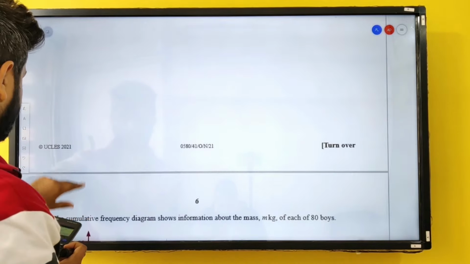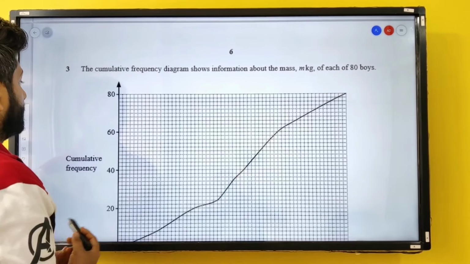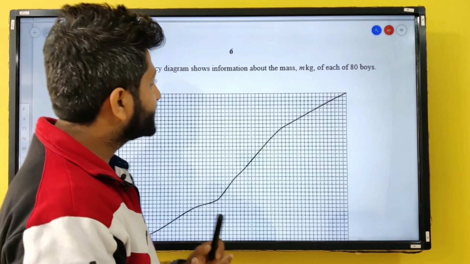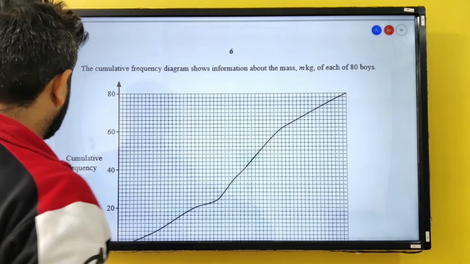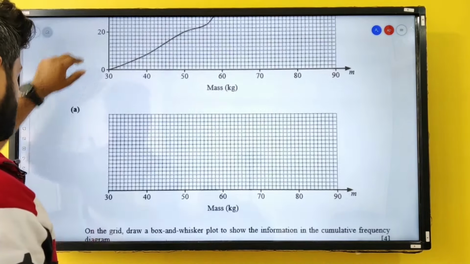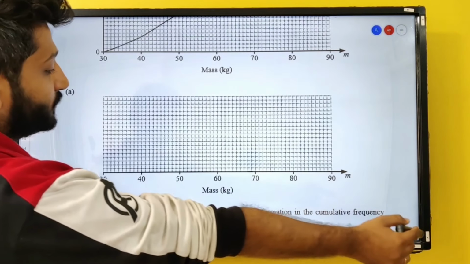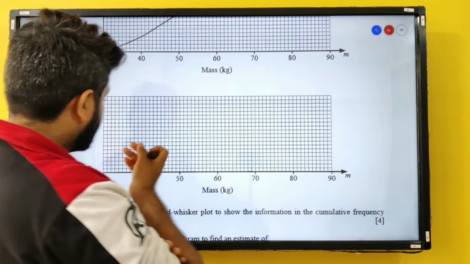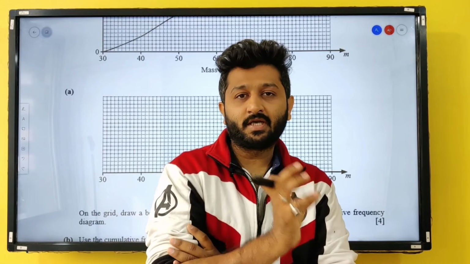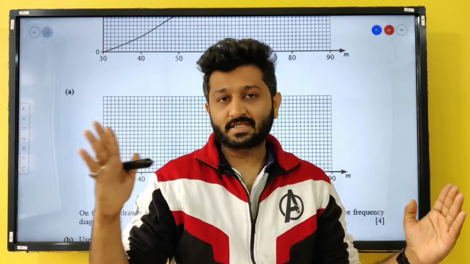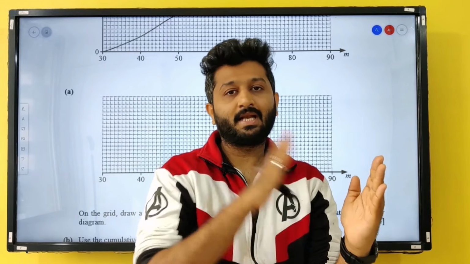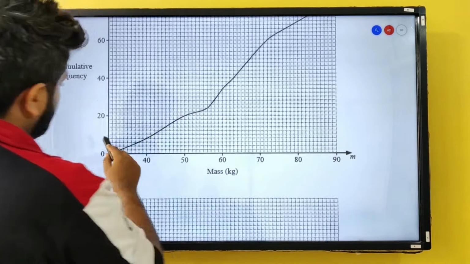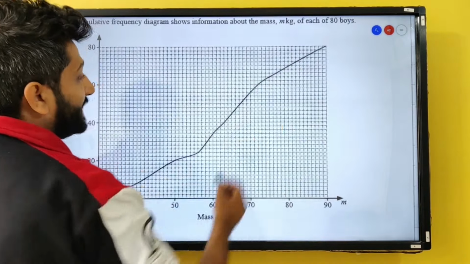Next question. Question 3. The cumulative frequency diagram shows information about the mass in kg of each of 80 boys. On the grid, draw a box and whisker plot to show the information in the cumulative frequency diagram. For a box and whisker plot, what do you need? You need to know the lowest value, highest value, median, lower quartile, and upper quartile. We already know the lowest value is 30 and the highest value is 90.